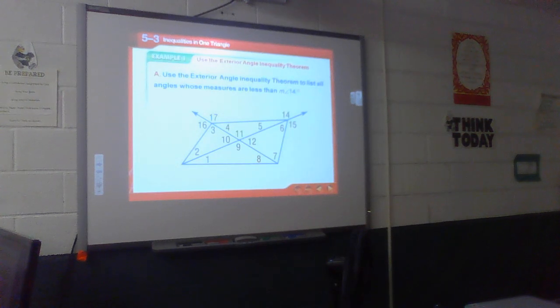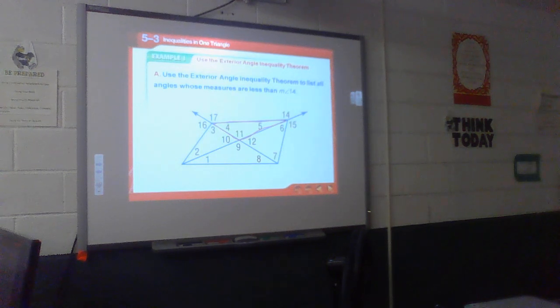Use the exterior angle inequality theorem to list all angles whose measures are less than angle 14. So everybody see where angle 14 is? Angle 14 is right here. So we're going to think about angle 14 being an exterior angle to what triangle? That's what you got to zone in on. What triangle is angle 14 an exterior angle? Would you agree that it's that triangle right there?